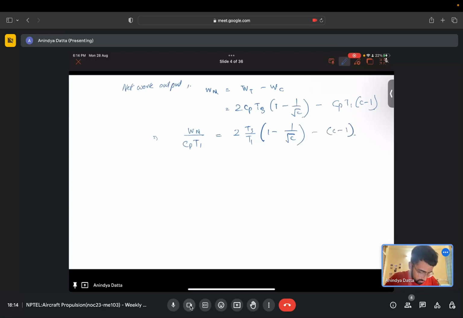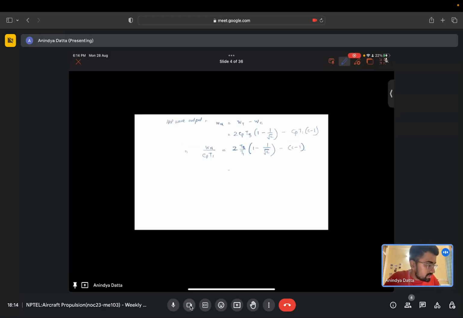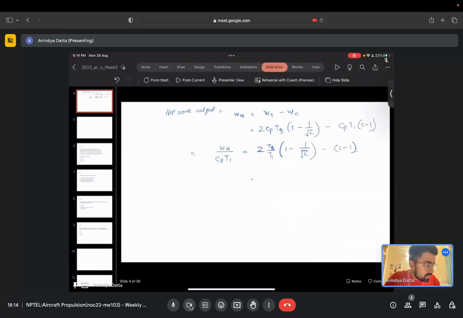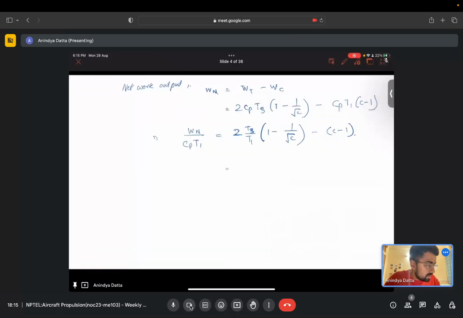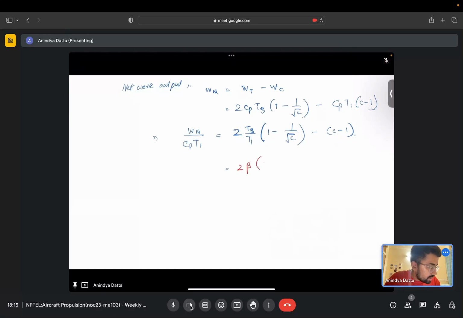Alright, so now T3 by T1 is the ratio between the maximum and minimum temperature of the cycle, which we generally represent by beta. So this will come as 2 beta times (1 minus 1 by square root of C) minus (C minus 1). Okay, this is our net work output normalized by Cp T1, the specific work output.